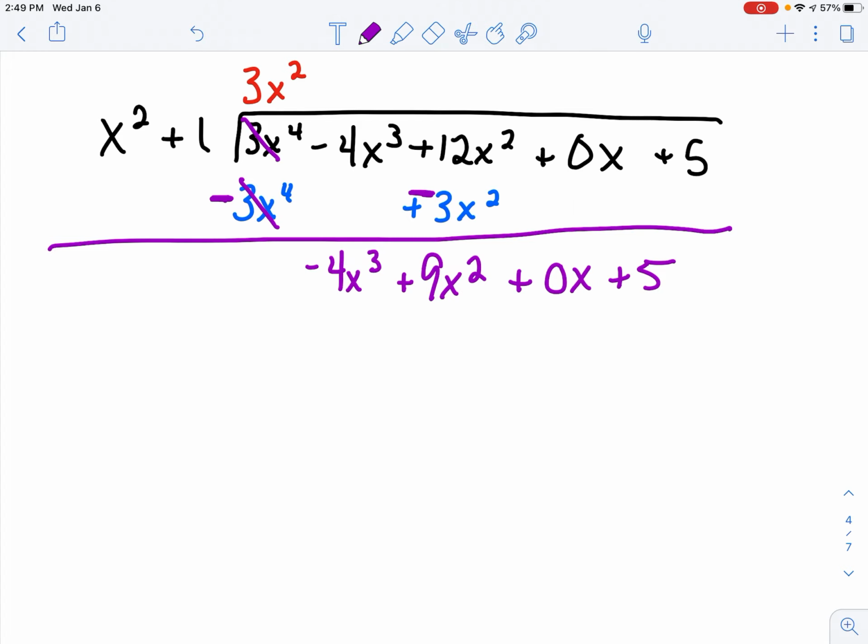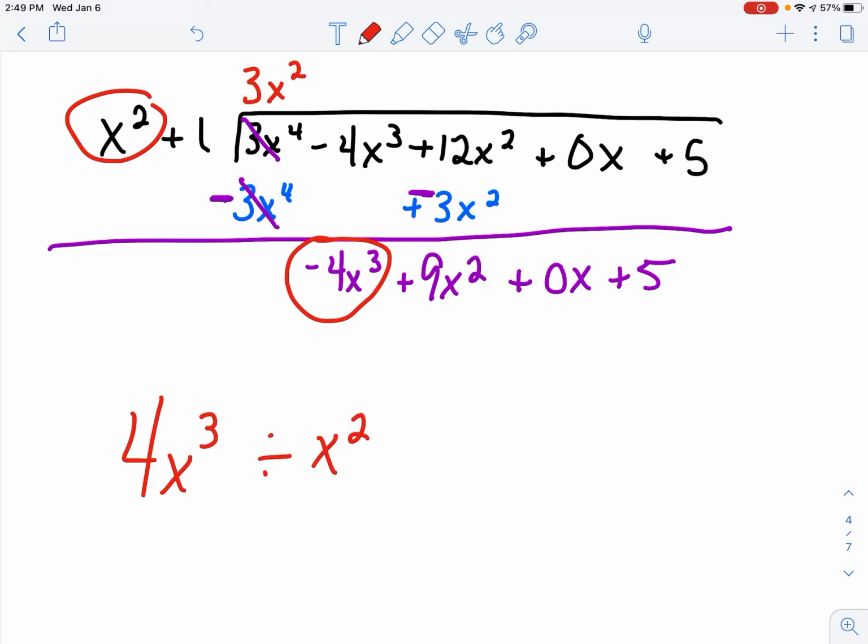Now I'm going to change back to red. I need to know 4x cubed divided by x squared. 4x cubed divided by x squared is going to give me a 4 and an x. That's what goes up here. A positive 4. Oh, excuse me, a negative 4, because that was a negative 4x cubed. And it needs, okay, that's it.